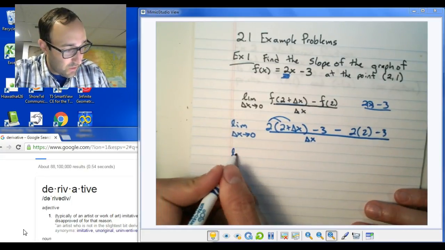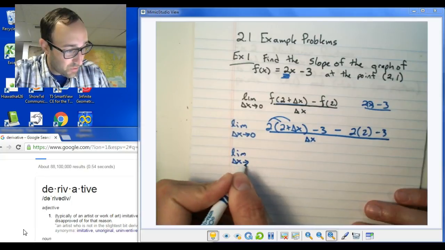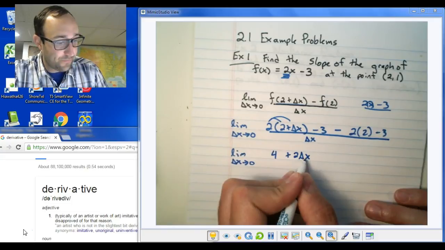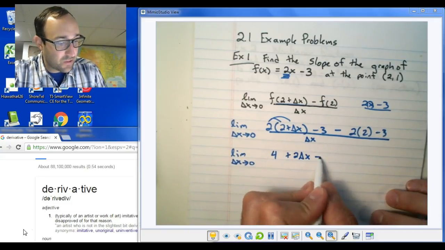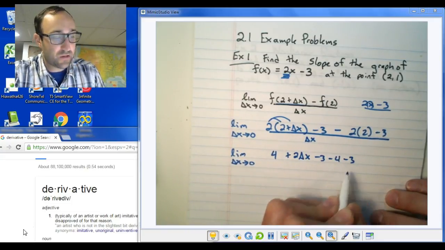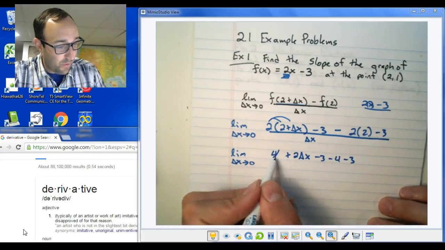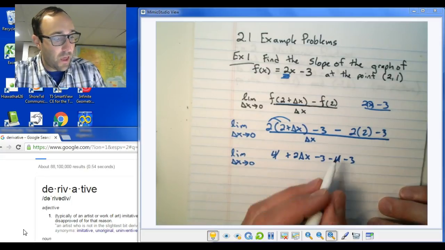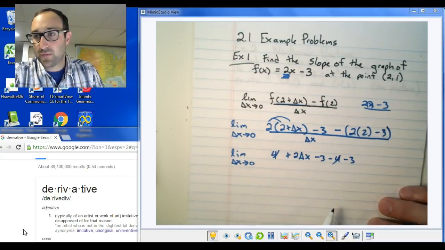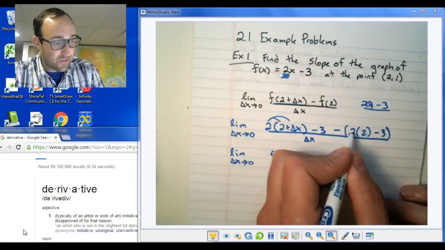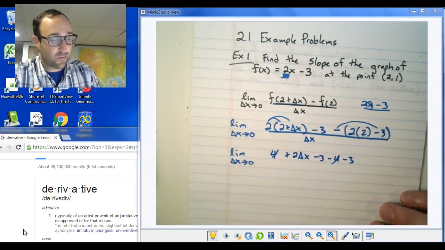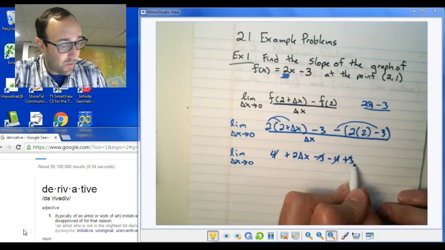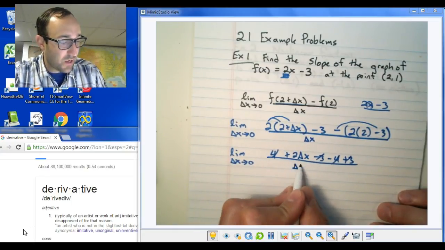Okay, so we have the limit as delta x approaches 0 of 2 times 2, which is 4, plus 2 delta x, and then we've got minus 3, minus 4, minus 3. Right, the 4 minus 4 cancel out, and we should be careful about this, I'm sorry. The minus this should be minus the 4, but I should also minus the negative 3, which makes it a plus 3. There we go. And then these cancel out, and we're left with delta x in the denominator.